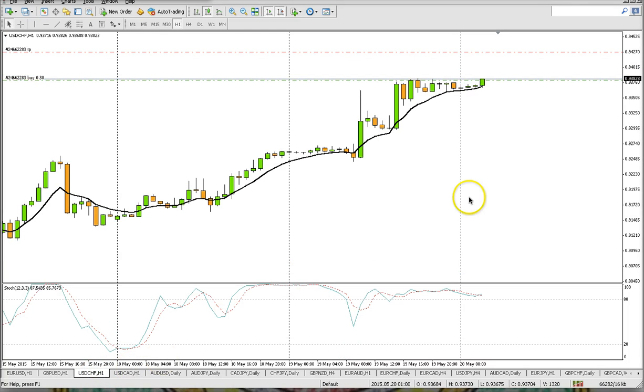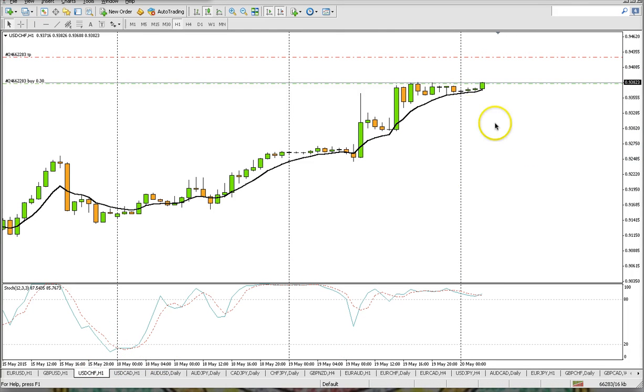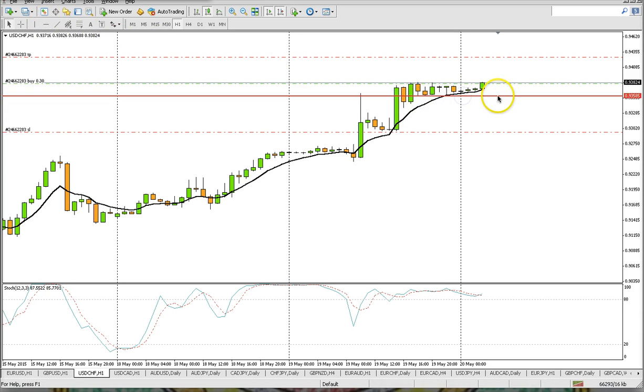USD Swiss mirrors USD CAD, and I already entered this trade. My stop loss is going to be below this swing point here, which is quite a distance, but I have no choice because the market does tend to retrace before the European session, and this is what normally happens. You see here how the market yesterday went up a bit, but then it retraced before the European session and it took off. Same thing is happening now.